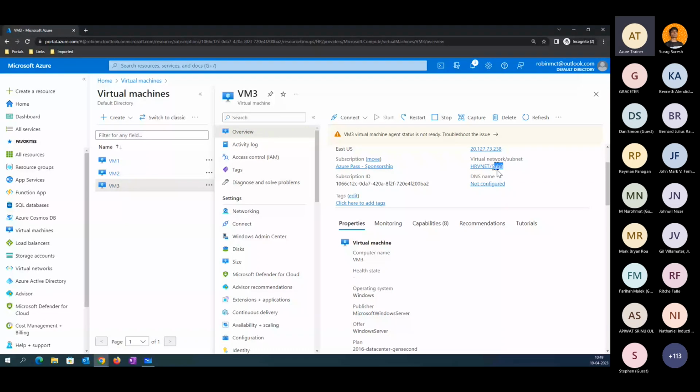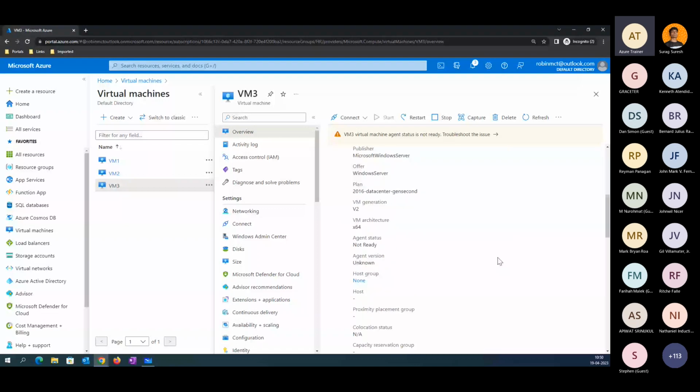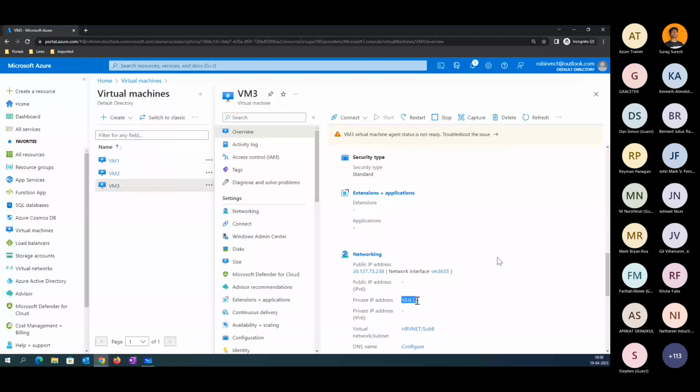Now VM3 has been attached to subnet B here. If you notice the private IP address that has been assigned, it's in the 10.0.1 series, because technically this has been assigned to a different subnet here.